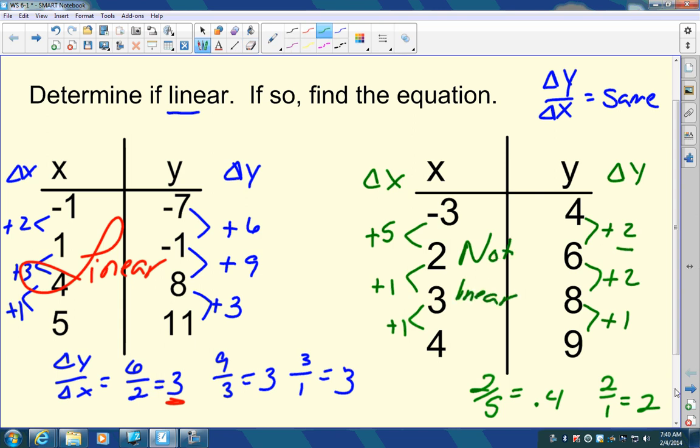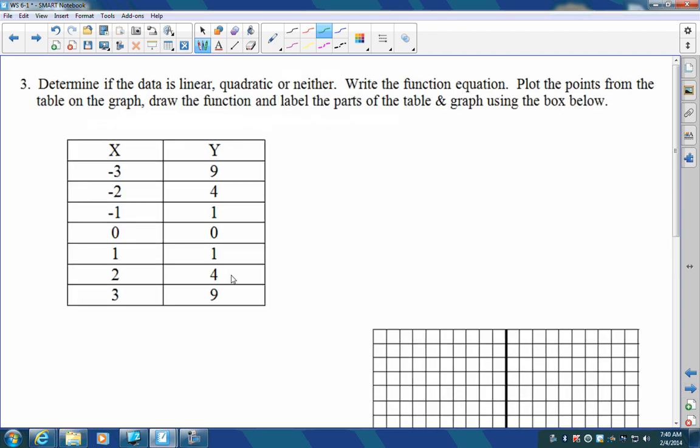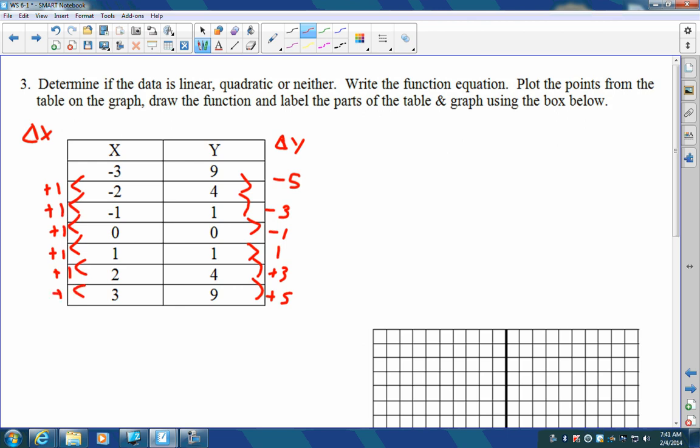So what we talked about too was, let me go find the one I want. Oh, there it is. All right. If I look at this table and I go to do delta y, stay with me. Minus 5, minus 3, minus 1. Now it goes to plus 1, plus 3, plus 5. Delta x is plus 1, plus 1. And if I go all the way down here, it's all going to be plus 1, right? Well, I see it's not linear because negative 5 divided by 1 is negative 5. Negative 3 divided by 1 is negative 3.